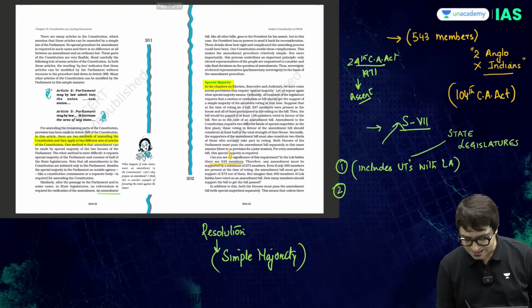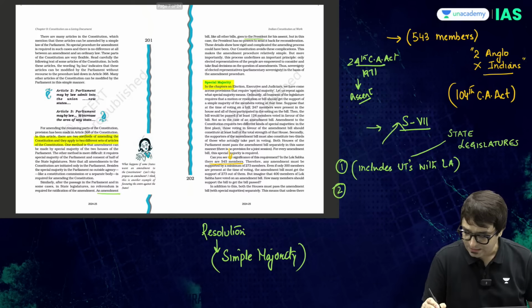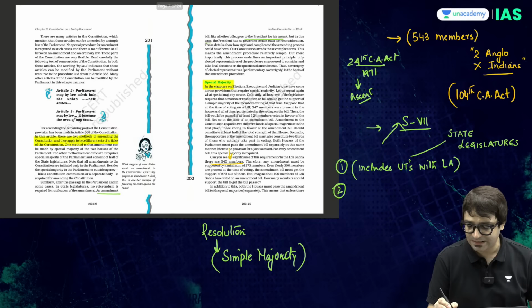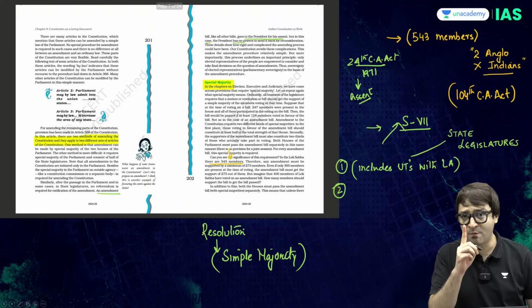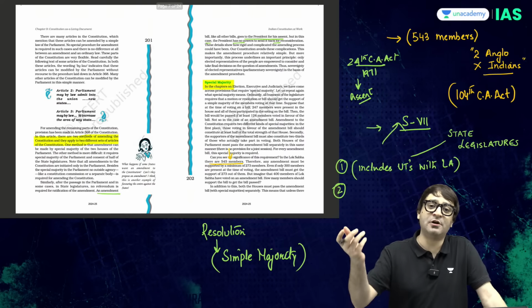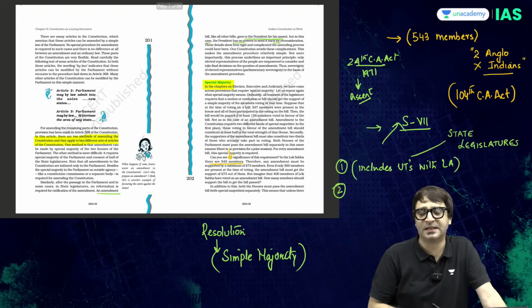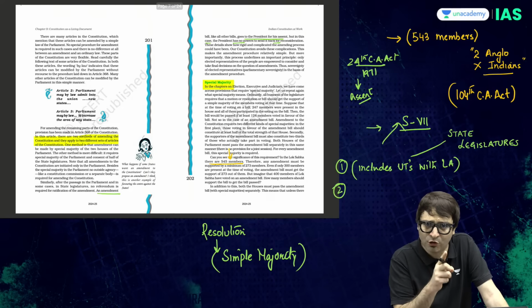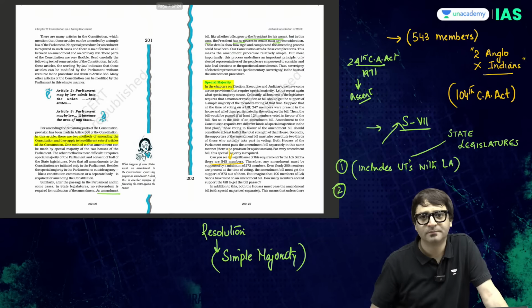And when an amendment bill goes to the president for his assent, in this case the president has no power to send it back for reconsideration. The president cannot even say, I'm not going to sign this bill. The president has only one role here, sign.